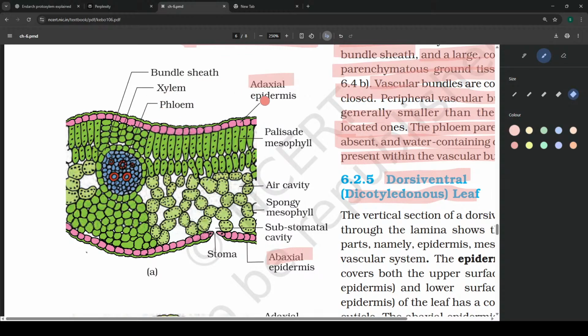The outermost layer is the adaxial epidermis. There is a bundle sheath here that is surrounding the vascular bundles that is made of sclerenchyma, or maybe not. It is dicot here, so I'm not sure. Xylem, phloem, bundle sheath cells and bundle sheath. Stomatal pore here. And the main thing, the star of the show, is the palisade mesophyll and the spongy mesophyll here.